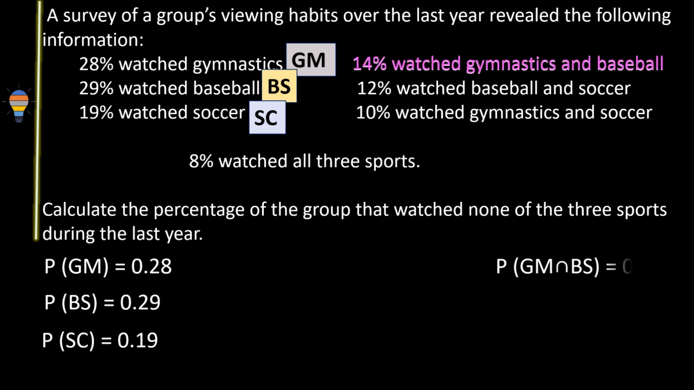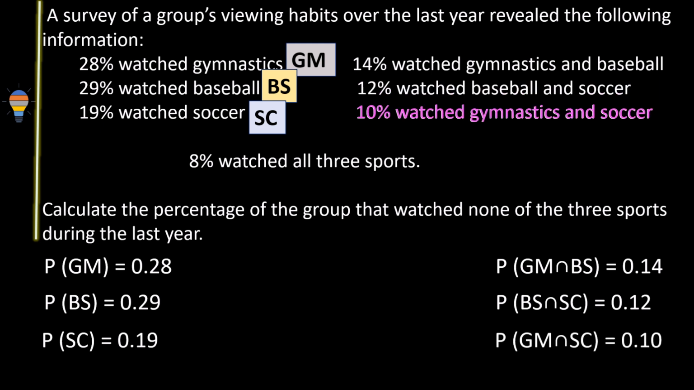14% watch gymnastics and baseball. What does the N mean? N is the intersection, right? That is probability GM and BS equal 0.14. 12% watch baseball and soccer. That is the baseball and soccer. And the last one, gymnastics and soccer, probability is 0.1. Then 8% watch all 3 sports. That is the intersection of all 3 sports, GM and BS and SC.